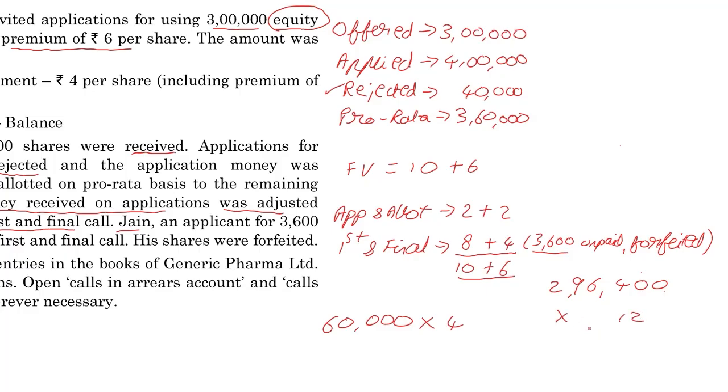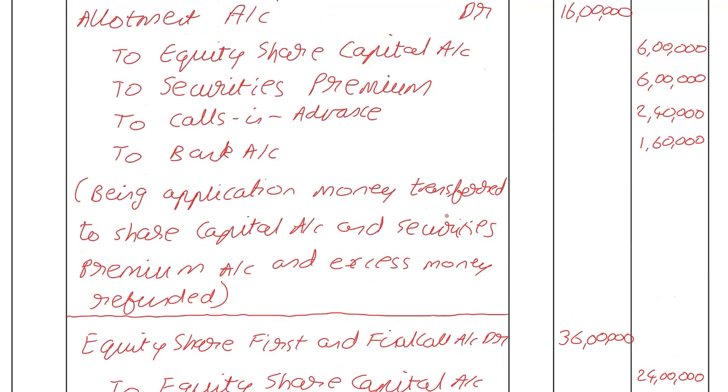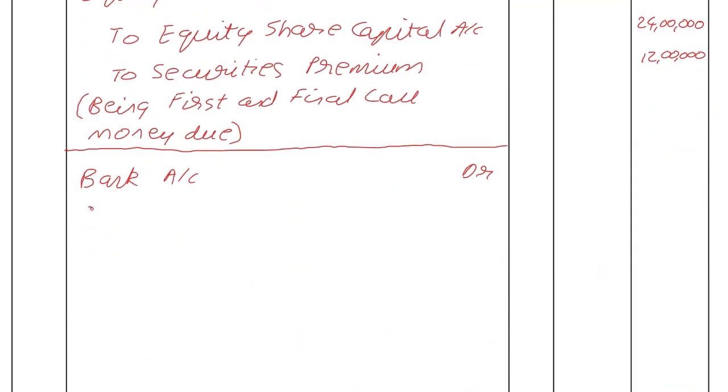Now, this calculation is a little tedious. You all are not allowed a calculator. But if I have to fill this up, what all do I fill up? The money that I receive, I will debit the bank account. Also remember that we made an adjustment for pro-rata. This 2,40,000 is already paid in advance. When it was paid in advance, we credited calls in advance. Now that it is due, we will debit calls in advance.